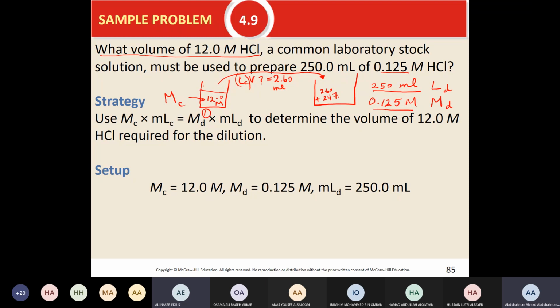247.4, plus 0.4 to make the total 250, which is here. Is this clear? Yes. How easy? Very easy.